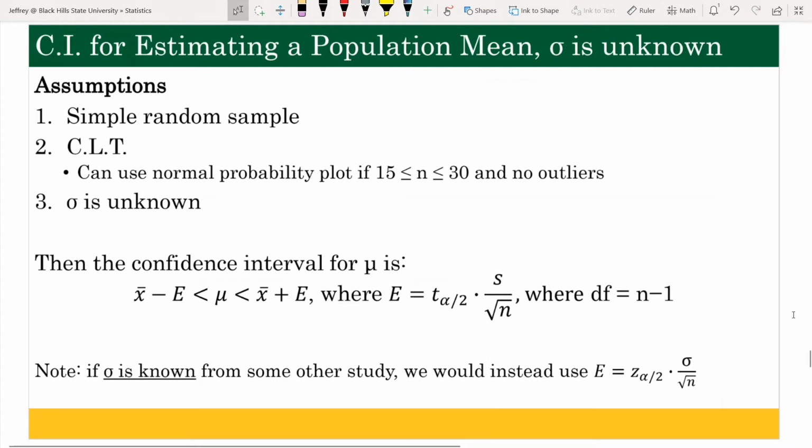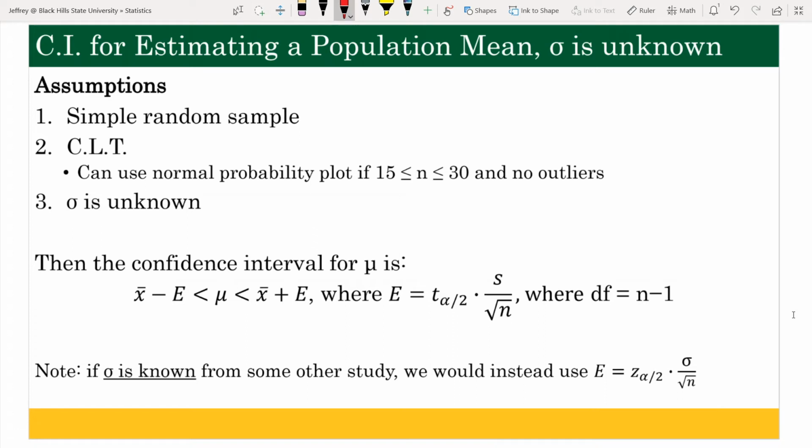So moving on, we need to first look at the assumptions that we need for a confidence interval. And essentially we need to have a simple random sample. We need to be able to use the central limit theorem, which can involve using the normal probability plot to determine if this is in fact a normal distribution. And we also have to verify that there are no outliers. And we're assuming that sigma is unknown.